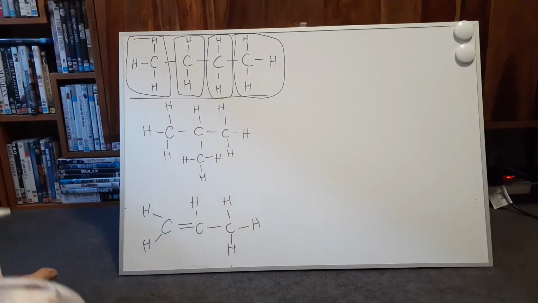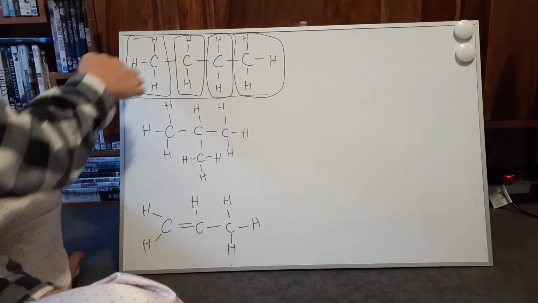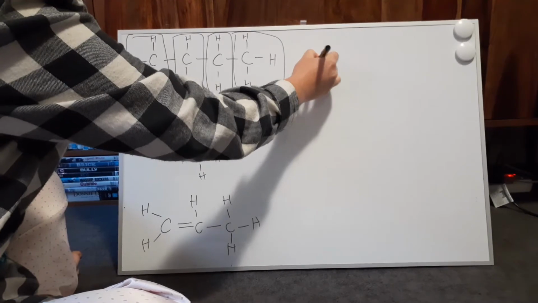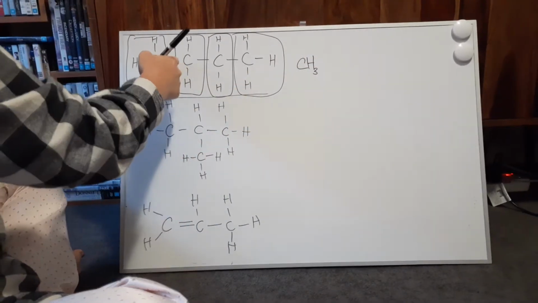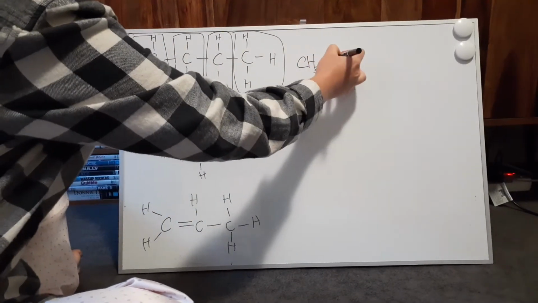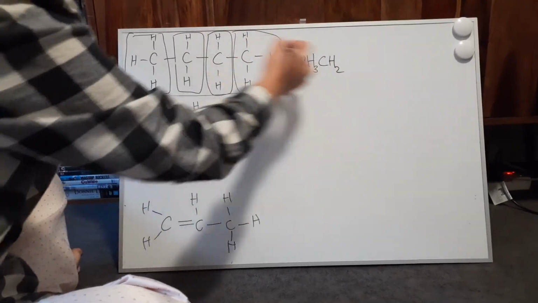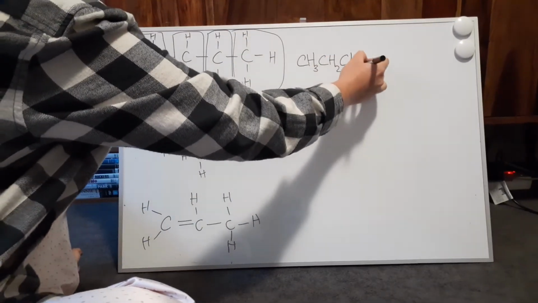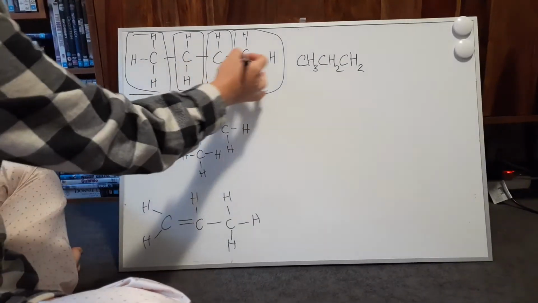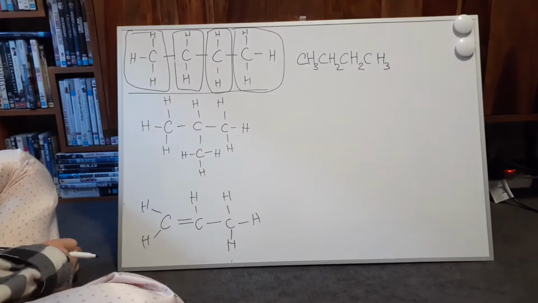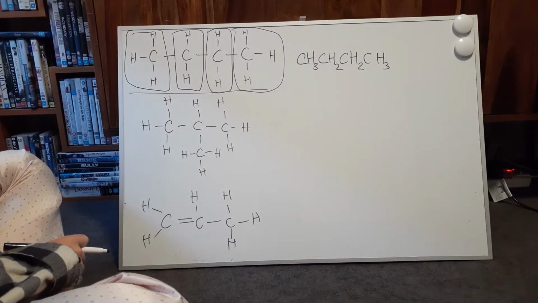And then what I'm going to do from there is I'm going to look, I have a carbon with 3 hydrogens on it, so I'm going to have a CH3. Then next to that, I have another carbon with 2 hydrogens on it, 1, 2. I have another carbon with 2 hydrogens on it. And then I have another carbon with a CH3 on it. So that's how I would write the condensed structural formula for this one.